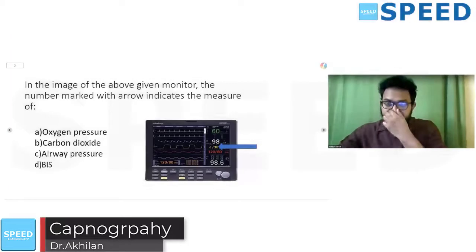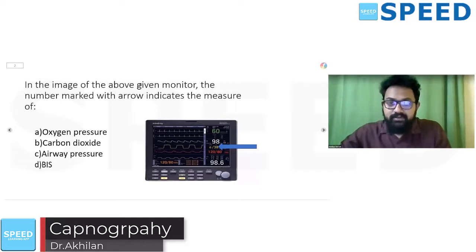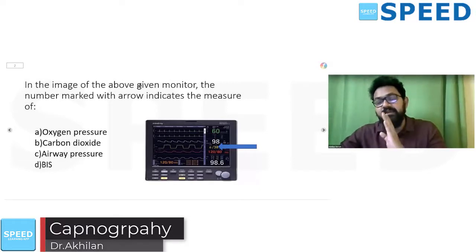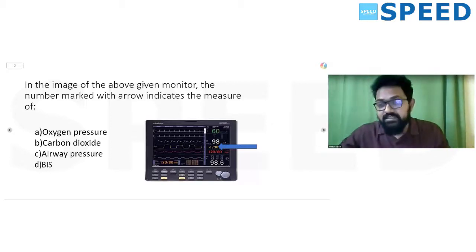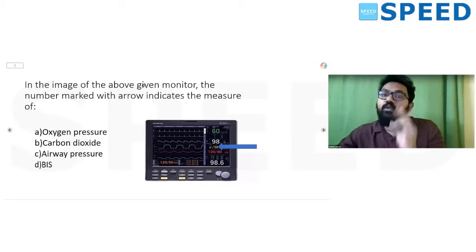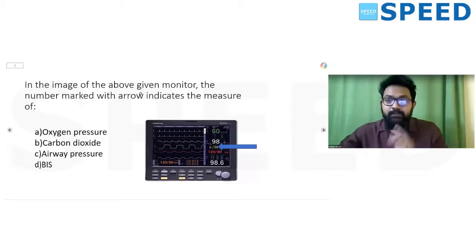So this is going to be a very, very important question for you in your entrance exam. May that be NEET, may that be INI-SET, may that be any kind of exam that is going to happen in the near future. This is going to be an absolute gold. This question is basically about one particular monitoring technique that we use in anesthesia, which is called capnography.